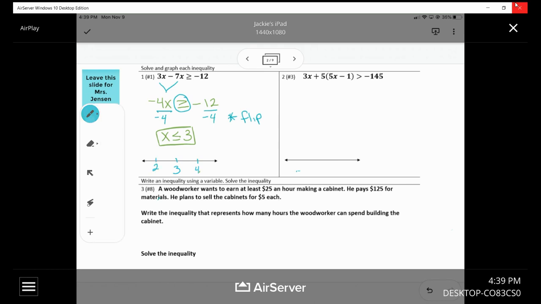So then set up your number line. 3 is included in the possible solutions because it's equal to, so we want to do a filled in circle at 3. And it's all values less than or equal to, so we're going to shade to the left.